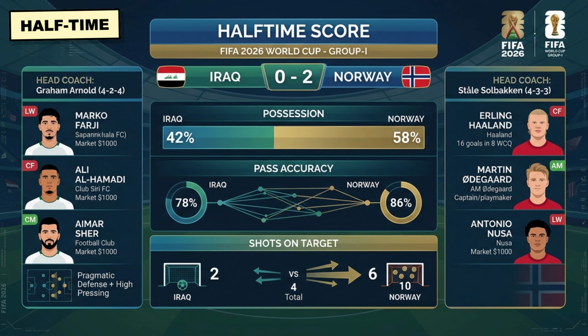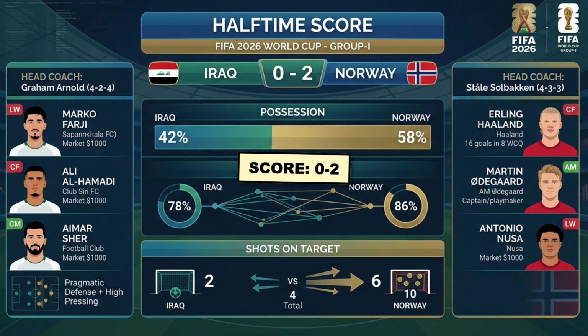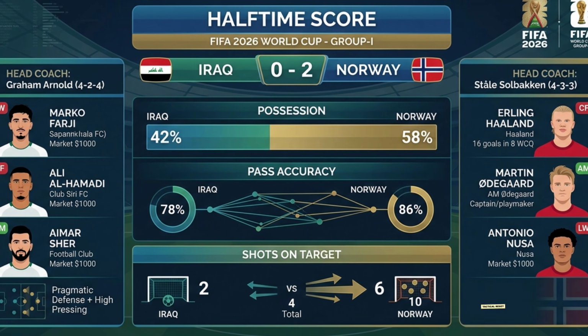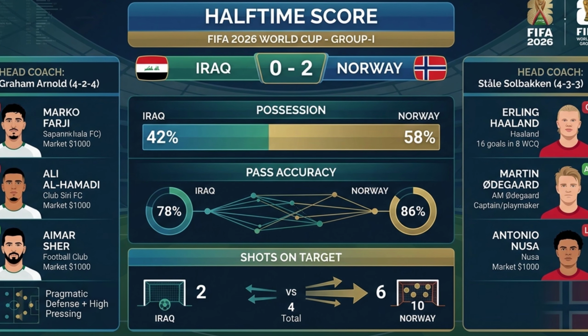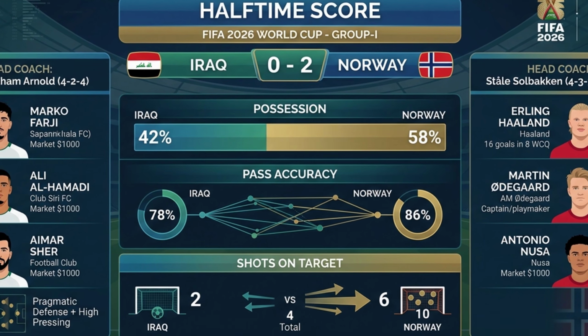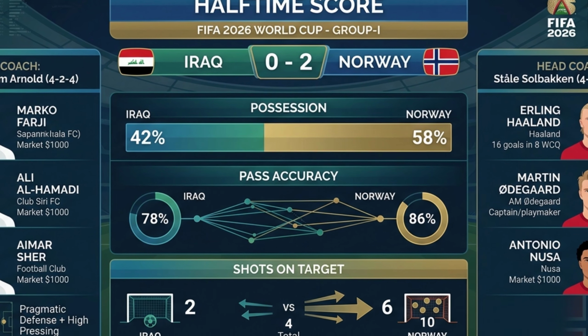Halftime at Gillette Stadium, and it is 0-2, Sarah. The data cards look pretty bleak for the Lions of Mesopotamia. The metrics back that up, Leo. Norway's possession and pass accuracy are dictating the rhythm. While Iraq has spirit, they lack the defensive rigidity to survive this onslaught. They need a radical tactical adjustment from Graham Arnold if they want to get back into this game in the second half.